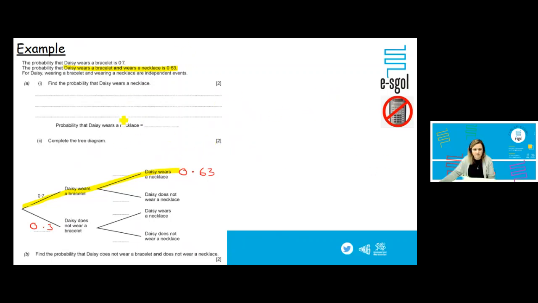And I've lost my pen. Where's it gone? Where's my cursor gone? There we are. Oh, I mean yellow, that's why. Let me just go back to red. There you go.